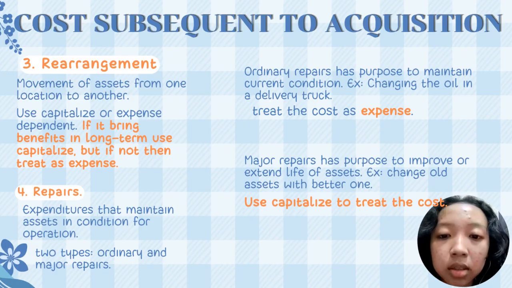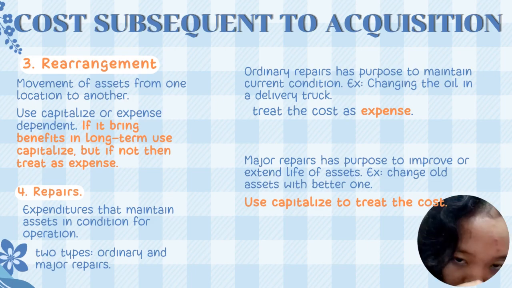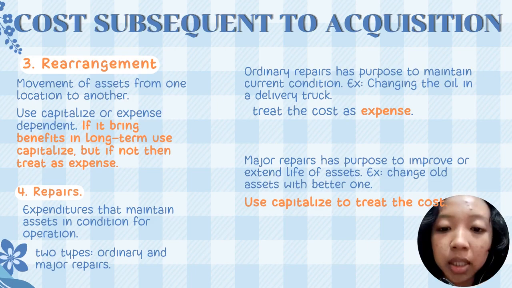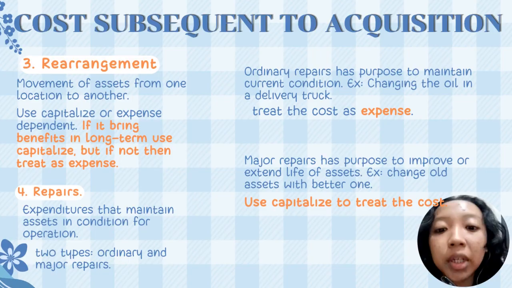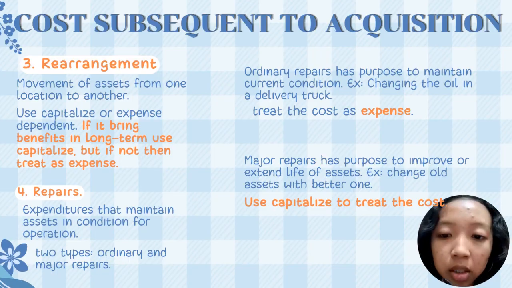And then next, the third type of cost subsequent to acquisition is rearrangement, which is movement of an asset from one location to another. We treat rearrangement as capitalized or expense, depending. If it brings benefit in the long term, we treat it as capitalized. But if it does not, then we treat it as expense.